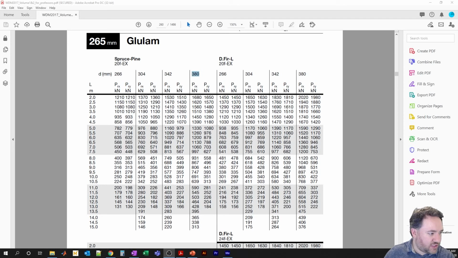Okay, so this was what we were using before, the 265 by 380. And that had an axial load resistance of about 1480 over 3 meters, not considering the lateral support conditions. And this is 1560. And let's look at the shear and moment.